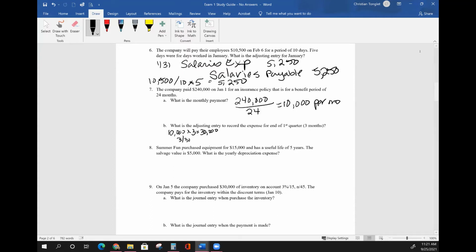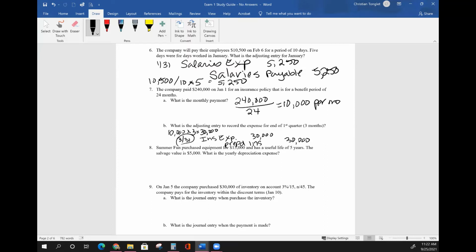Let me see what this problem is. And then I'm going to do an entry for insurance expense. That's my debit for 30,000. I'm going to credit that prepaid insurance for 30,000. Okay, so I have my date of 3/31, end of the quarter. I'm recognizing my expense of 30,000, and then I'm crediting prepaid insurance for 30,000.